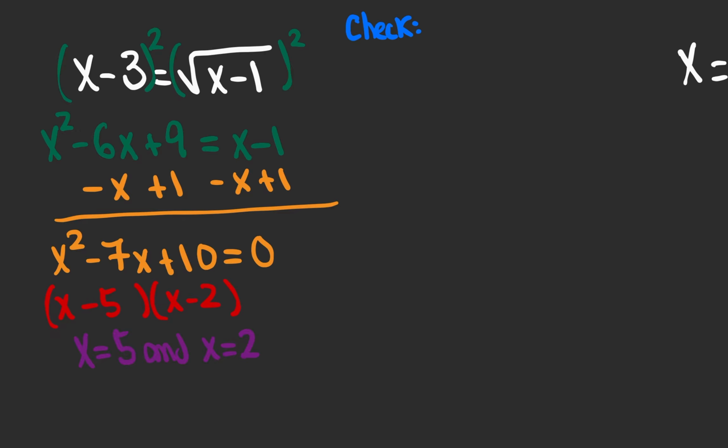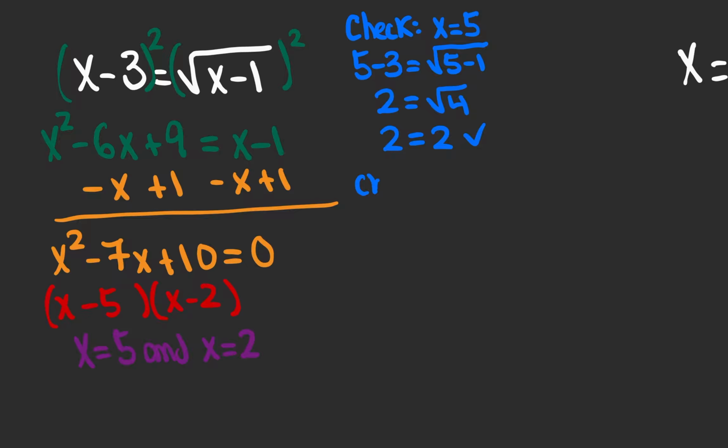So we have our first check with x is equal to positive 5, and we just simply substituted back into the original. So we have 5 minus 3 is equal to the square root of 5 minus 1. On the left-hand side, 5 minus 3 gives us 2 is equal to the square root of 5 minus 4, which is the square root of 4. We get 2 is equal to 2, which checks out. This is going to be a solution.